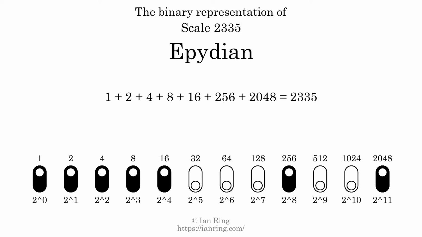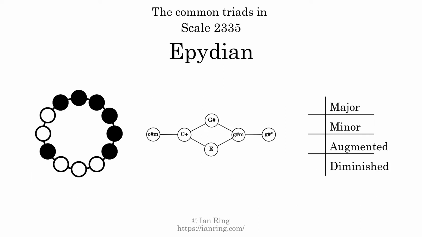2335. The scale number not only enumerates the scale with a unique index, but it also literally describes the tonal content of the scale. Represented as a binary number in base 2, the scale number is 1001000111111. Here are the common triads present in this scale.